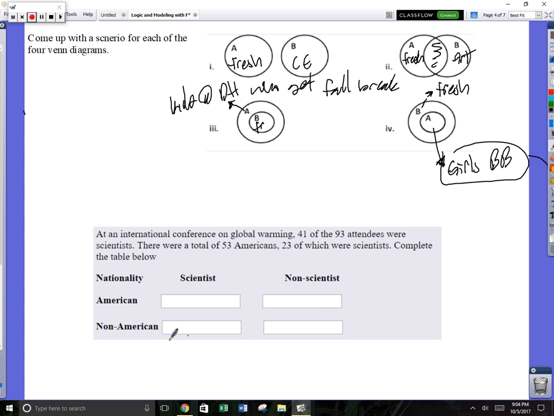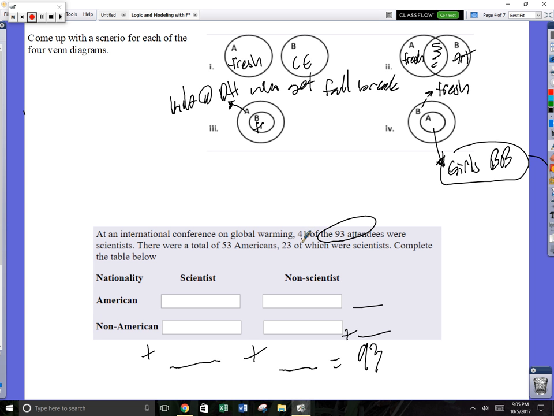Okay, so let's look at this two-way table. At an international conference on global warming, 41 of the 93 attendees, okay, so there were 93 people total. So the 93 goes here. So this total plus this total has to be 93. And if I go this guy plus this guy and take its answer, and this column plus this column and take its answer, they must also equal 93. So 93 is the total.